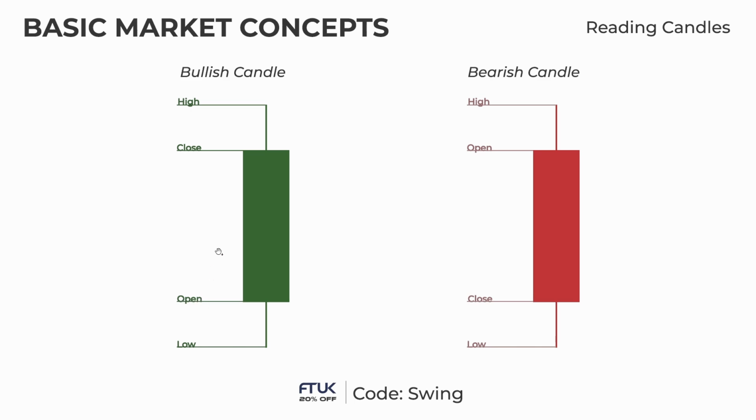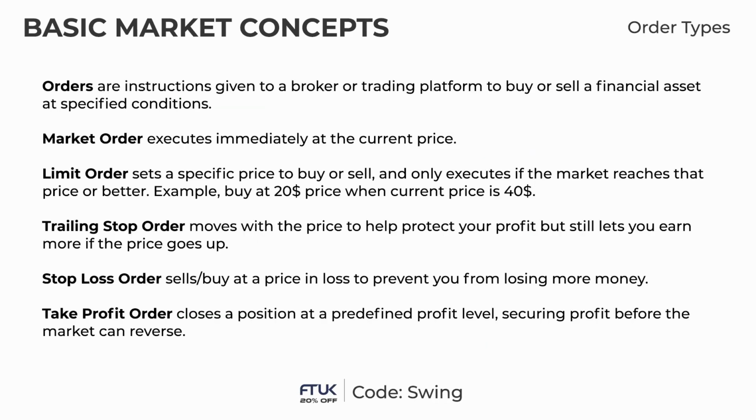So if the closing price is higher than the opening price, that's a bullish candle. And if the opening price is higher than the closing price, which in this case the opening price is higher and the closing price is lower, it's a bearish candle. This is how we read a candle, and it is important for you to understand, or you won't be able to read charts. The next concept that we have, which is also very important, is orders.